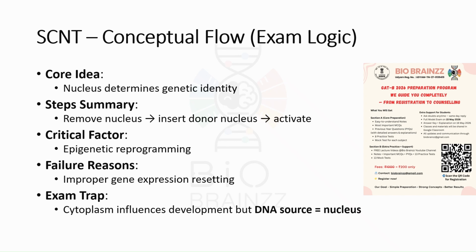In SCNT, the nucleus is the main factor that determines genetic identity. The process involves removing the nucleus from an egg cell and inserting a donor nucleus, followed by activation. One important point is that even though cytoplasm plays a role, the DNA comes only from the nucleus. Failure can occur due to improper gene expression. This concept is often tested in exams as a tricky question.